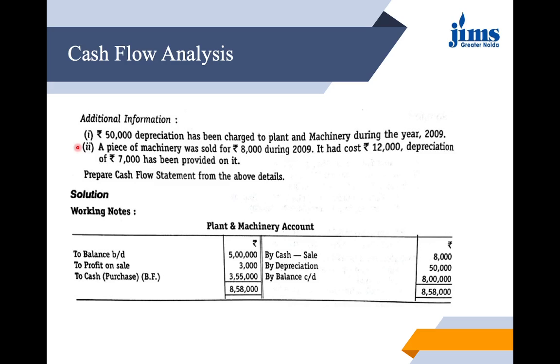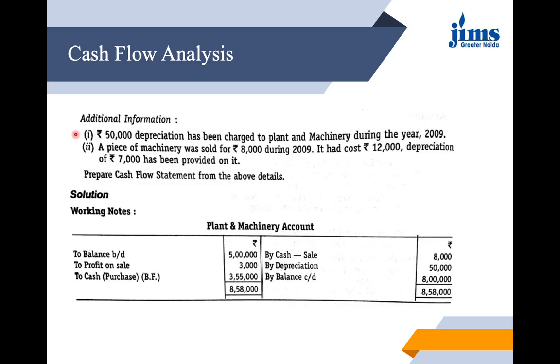Originally, the cost of that machinery in the books of accounts was 12,000. When you charge depreciation of 7,000 on it, the value standing in the books for that particular machine comes out as 12,000 minus 7,000, that is 5,000. So machinery of 5,000 is being sold for rupees 8,000. So you are able to see a profit on sale of machinery of 3,000 mentioned here. Another entry is by cash sale 8,000 here. Two entries are being made from here.